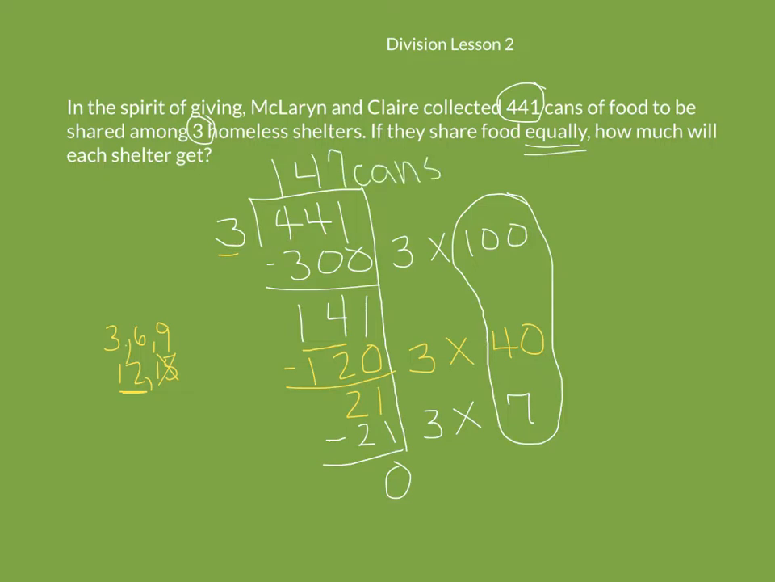Now, if you remember how to check, do you remember how to check? We do check our work to see if it is correct by knowing that we have 147 in each group, and we have 3 groups. So 3 times 7 is 21. We group the 2 tens. 3 times 4 is 12. 13, 14 tens. We group the 100. 3 times 100 is 300, plus 100 is 400. Yep, that's 441. That's 441, so our work is correct. Good job, McLaren and Claire.